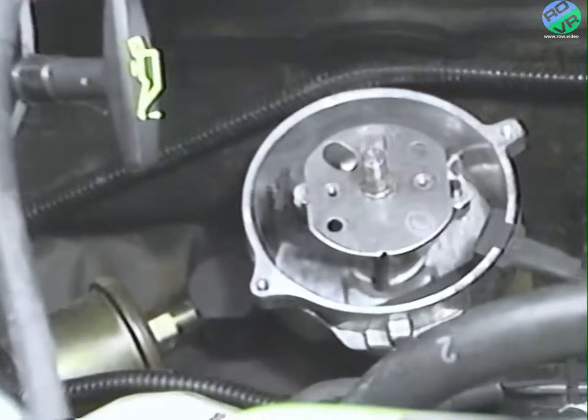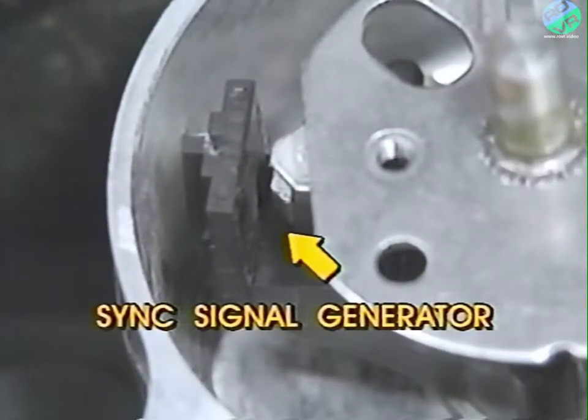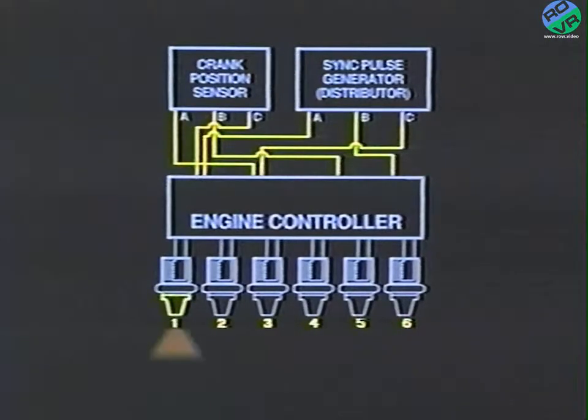Our next input, the sync signal generator, is located here in the distributor. Like the crankshaft position sensor, the sync signal generator is a Hall effect sensor. The sync signal works in conjunction with the crankshaft position sensor to provide the engine controller with inputs to establish and maintain correct injector firing order. In short, these two sensors work together to tell the engine controller where the pistons are and at what stage of the running cycle they are, so that the injectors can deliver fuel to the right cylinder at precisely the right time in the cycle. Without a sync signal, a no-start condition will result.